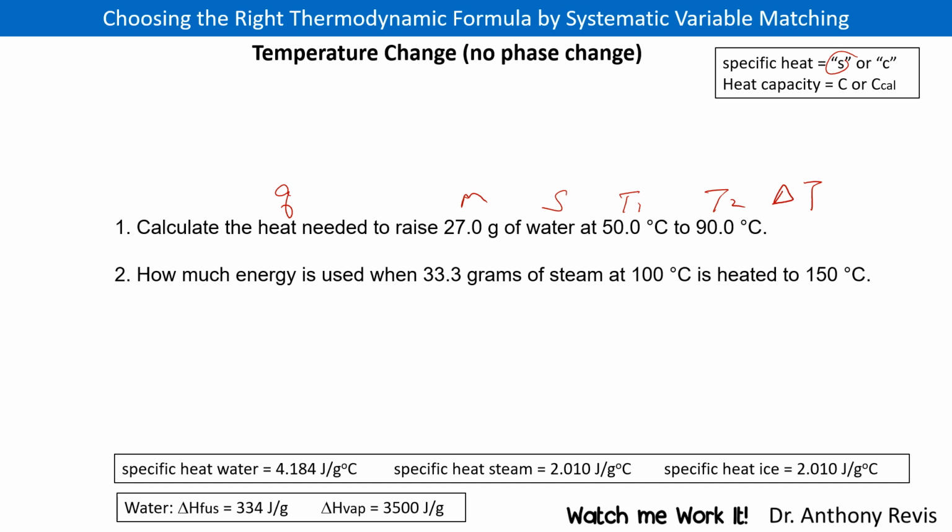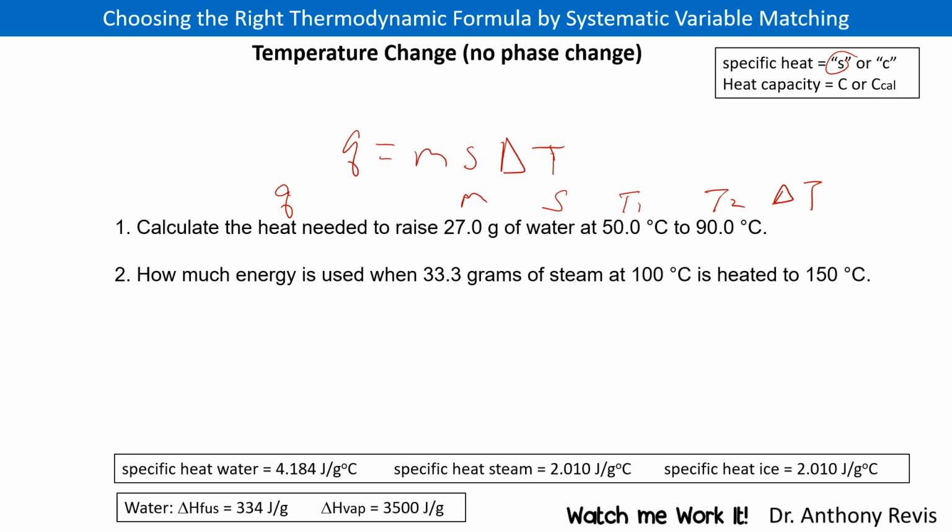So I see my equation. For this, I'll use Q equals MS delta T. I'll put in the values, and then I'll solve it through. And remember to watch your units. Units have to match here. If your answer is to be in kilojoules, then you'll need to do a conversion.